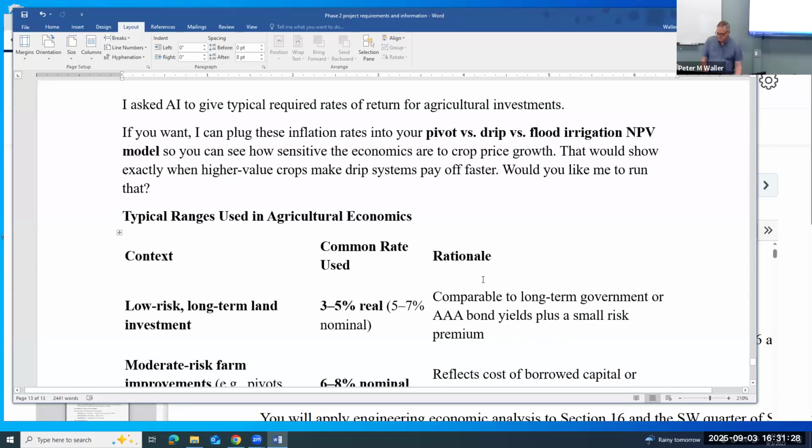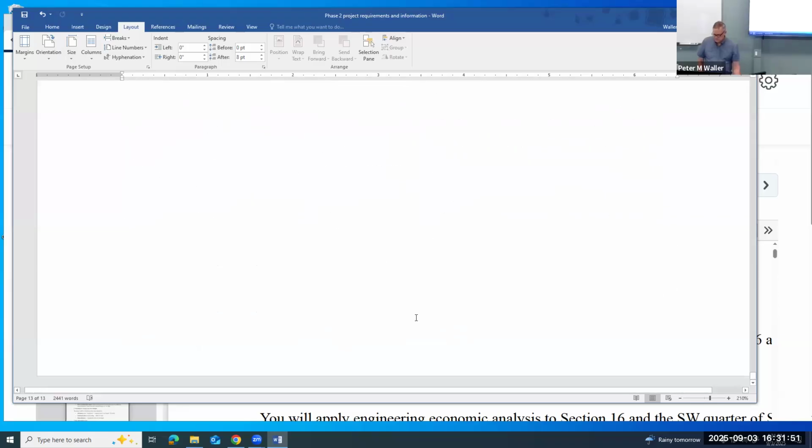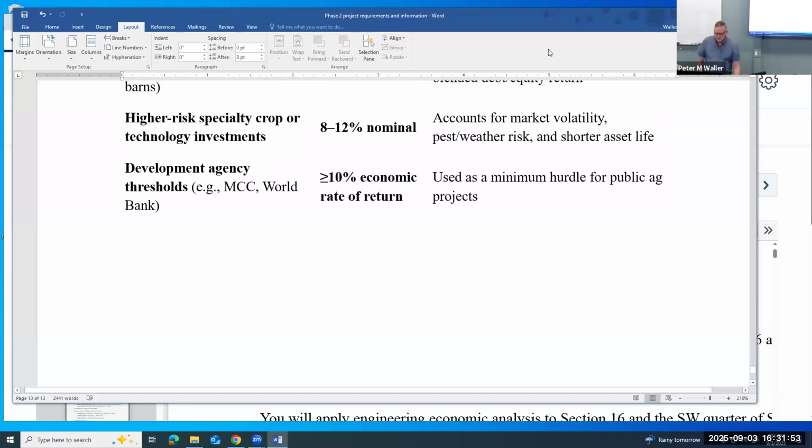Okay, here's just the rate of return for different investments in farming. For example, pivots, the rate of return is 6 to 8%, and so that's why we're using 7%. For higher risk crops, they want a higher rate of return, 8 to 12%. So yeah, that's it. Let me pause the video.